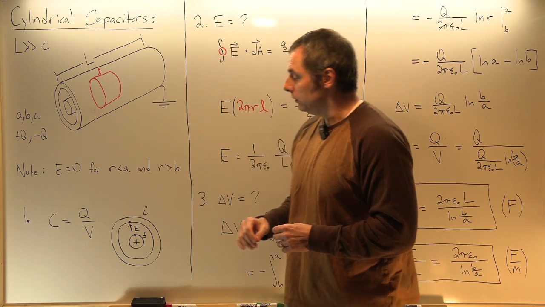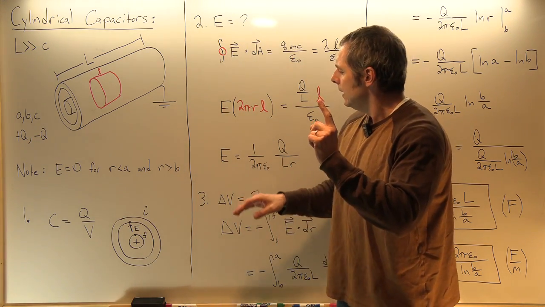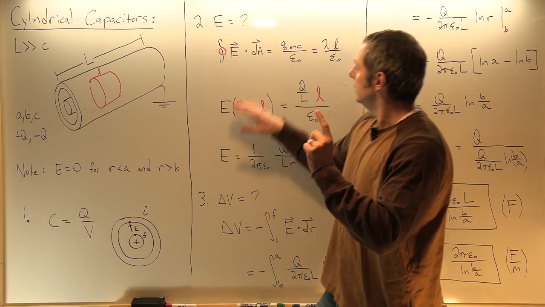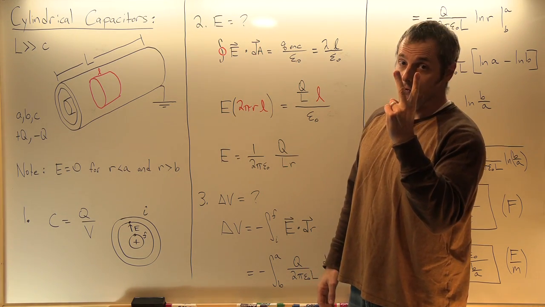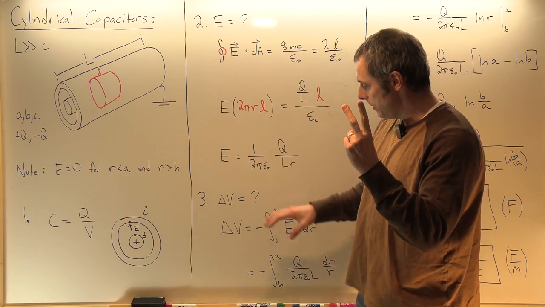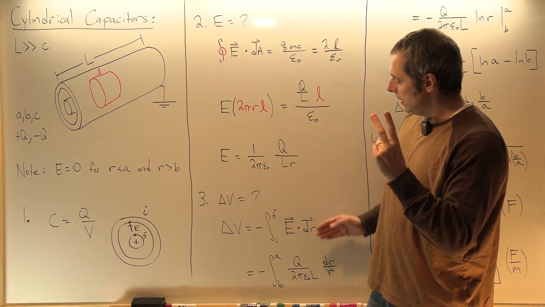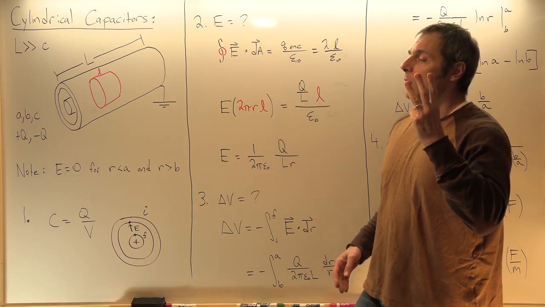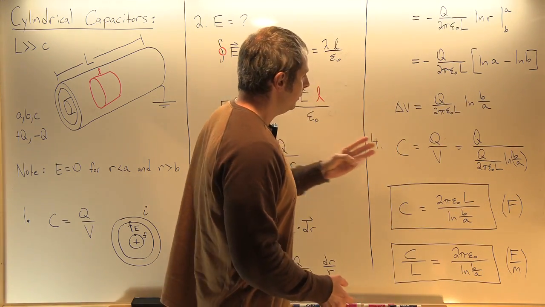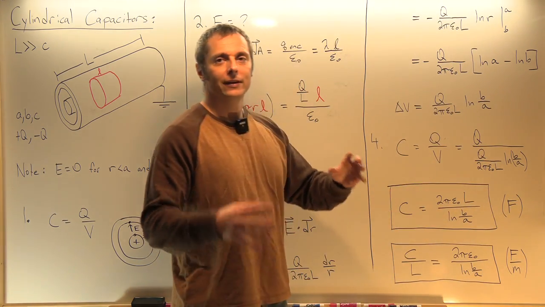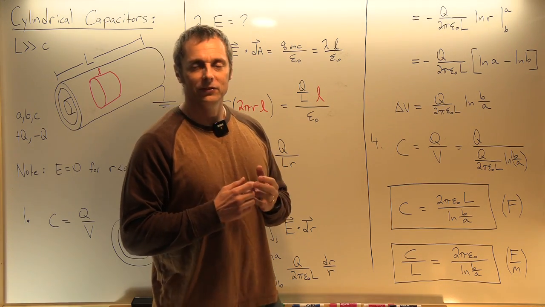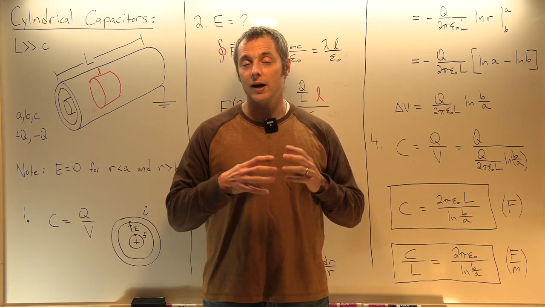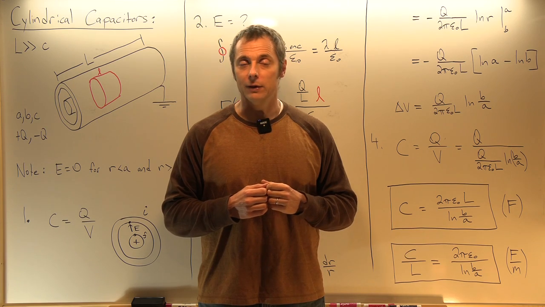Use C equals Q over V. That's where you start. Then knowing you need the voltage, you get the electric field using Gauss's law. Boom. And then once you get the electric field, you integrate that to get voltage, right here. Once you get that, you plug it back into C equals Q over V and simplify. That's how you figure out the capacitance of any geometric shape that we studied.